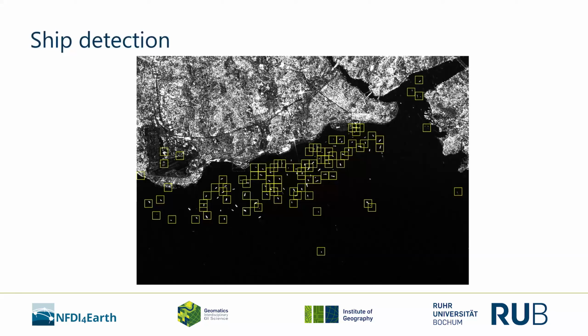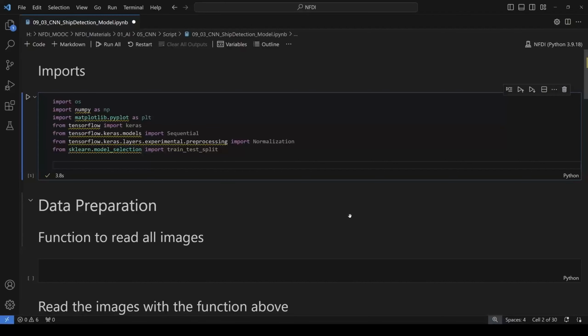In the next part, we will then apply the trained model on a large-scale image to detect, count, and highlight ships with a moving window approach. But let's start with the network itself. The imports that are already listed are libraries that we discussed before, so I will not go into detail here.